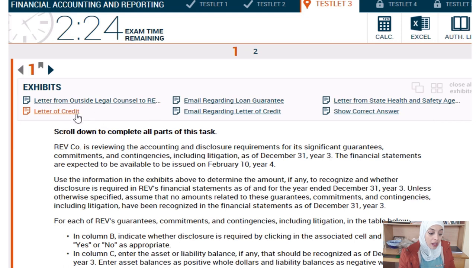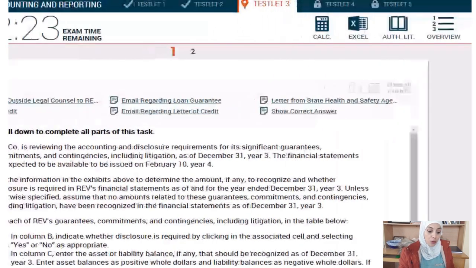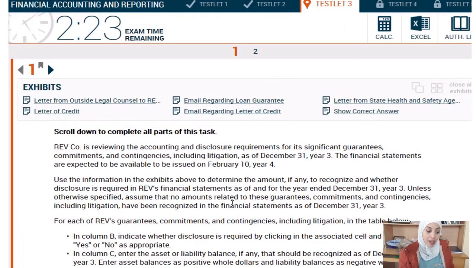As you can see here, we have five exhibits, and the first one is a letter from outside legal counsel to Rev Company's general counsel. We have an email regarding a loan guarantee, a letter from the state health and safety agency, a letter of credit, and an email regarding the letter of credit. So these are five exhibits, and it's very important to use them. Here we have a workspace area where you can put your exhibits. Always use the split screen technology, which will help you see the question and at the same time review the documents next to the question. Very important things that can help you a lot in solving the question.